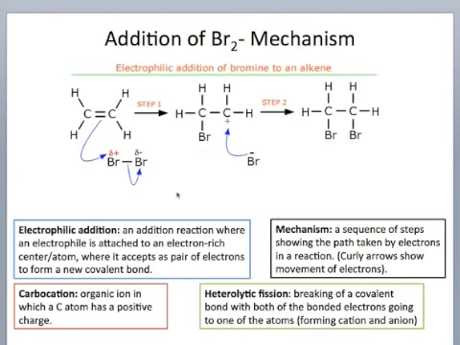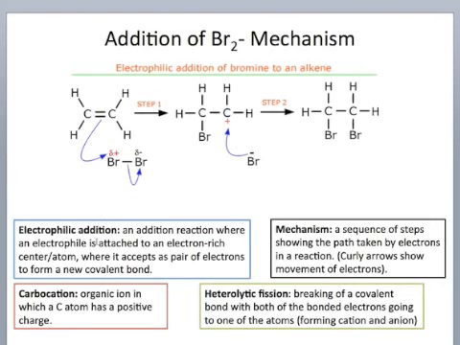In this mechanism, the bonds are broken by heterolytic fission, and ions are formed as the intermediates. So this step here, where the carbocation is formed, is called the intermediate step before we get the final product, which is the di-substituted alkane with the two bromines attached there. Just a few definitions again.